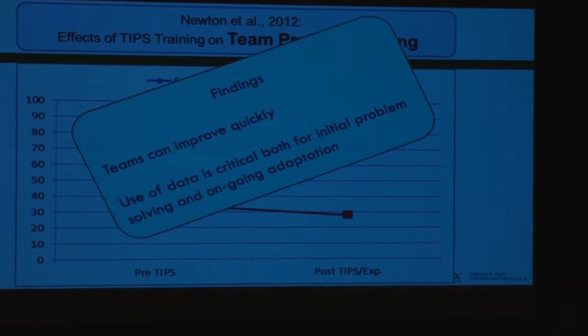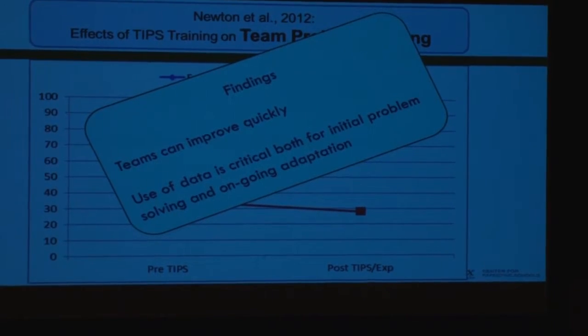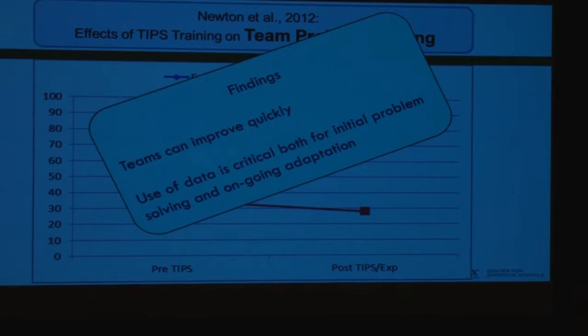Overall, teams can improve quickly once they're trained in TIPS, and we also identify through the TIPS model that data is central and critical for problem solving and ongoing adaptation of your solutions to make sure that things are moving forward effectively long term.